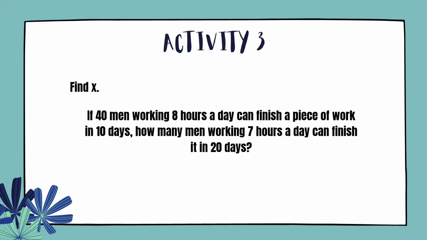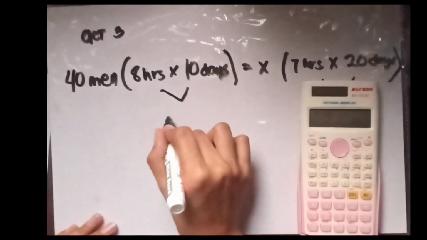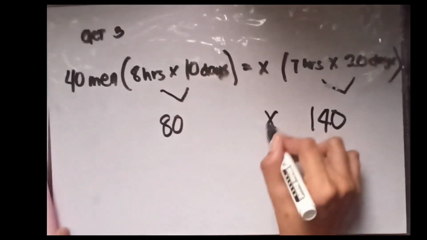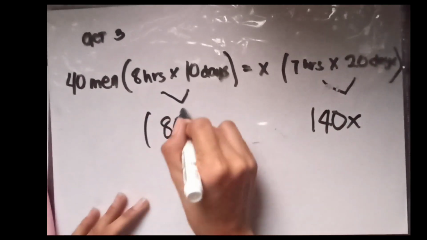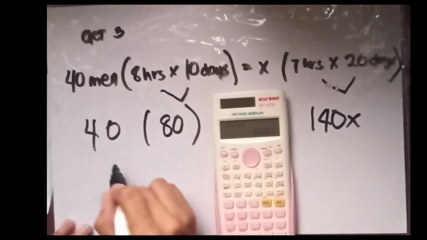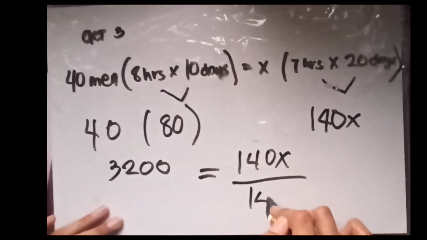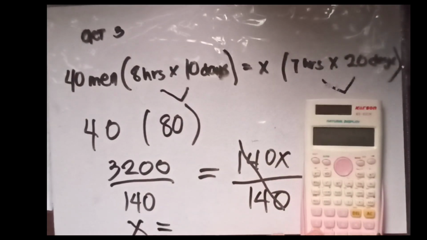Try this last activity. Now, let's check. So, dito, ito times muna natin yung hours sa days. So, 8 times 10 is equal to 80, and then 7 times 20 is equal to 140. And then, tsaka natin ita-times yung 40 men sa 80. So, the answer will be 3,200 equals to 140x. Divide both sides by 140. And then, the answer will be 22.